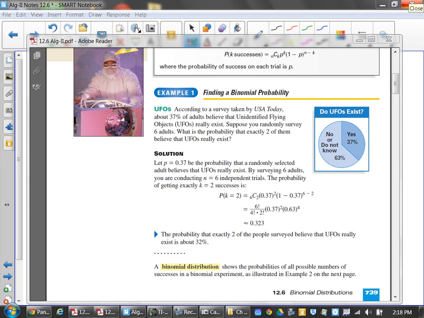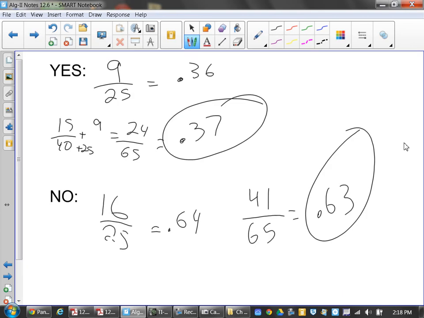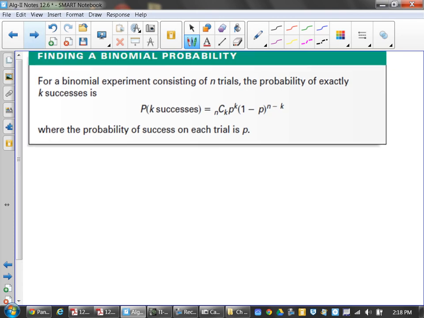The first class was at like 40%. The second class was at 37.5%. Yours brought the percentage down a little bit more, so it averaged out between 3 sections at 37% of people believing in UFOs. Now, what we're able to do with this data set is create the binomial probability. We said that there was a 37%, I'm going to use decimals, 0.37 success and therefore a 0.63 failure.